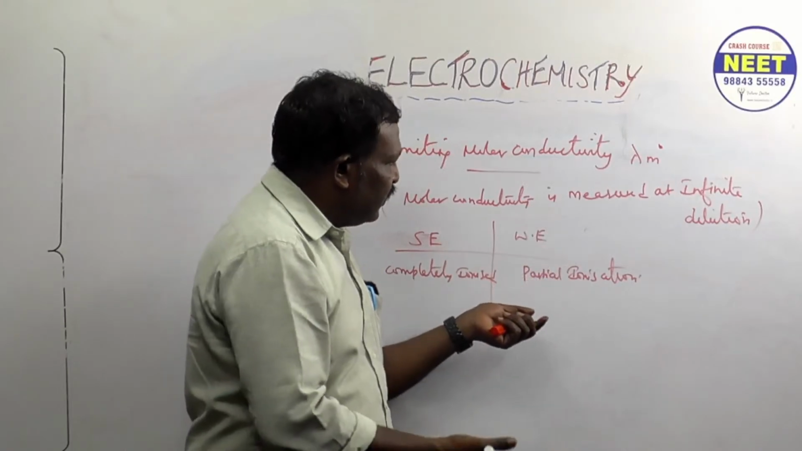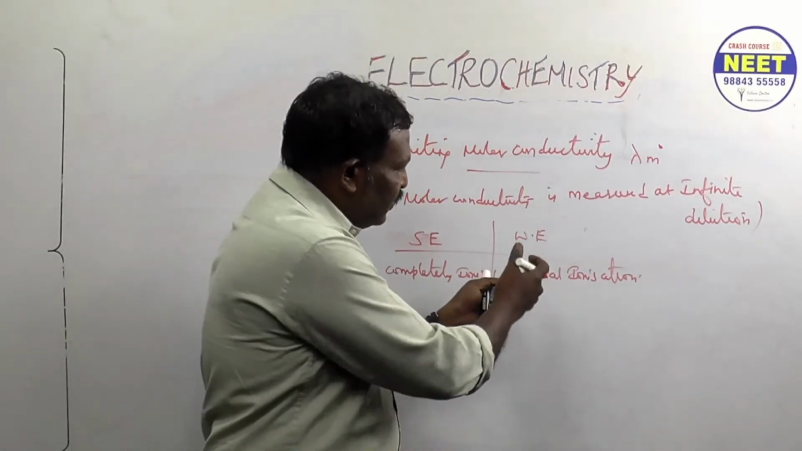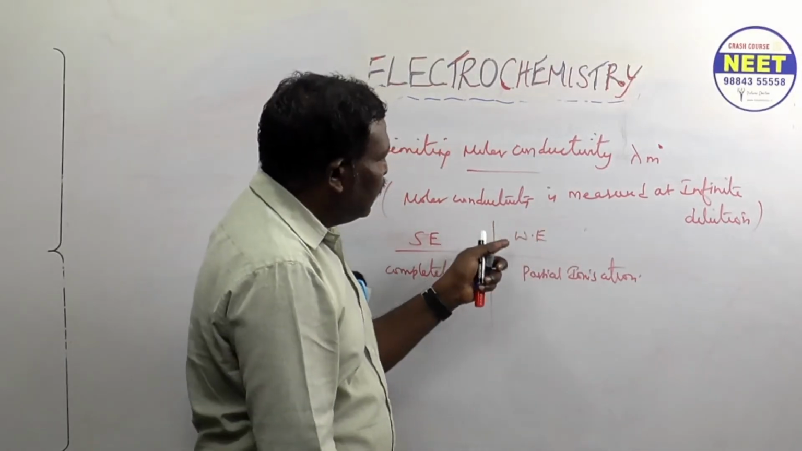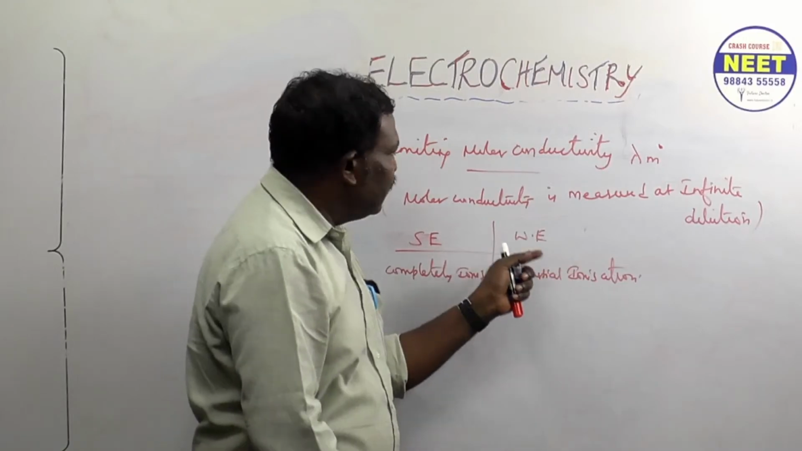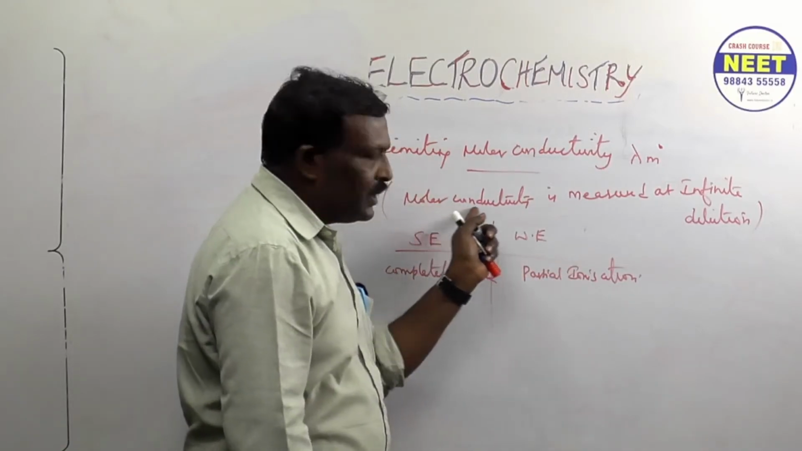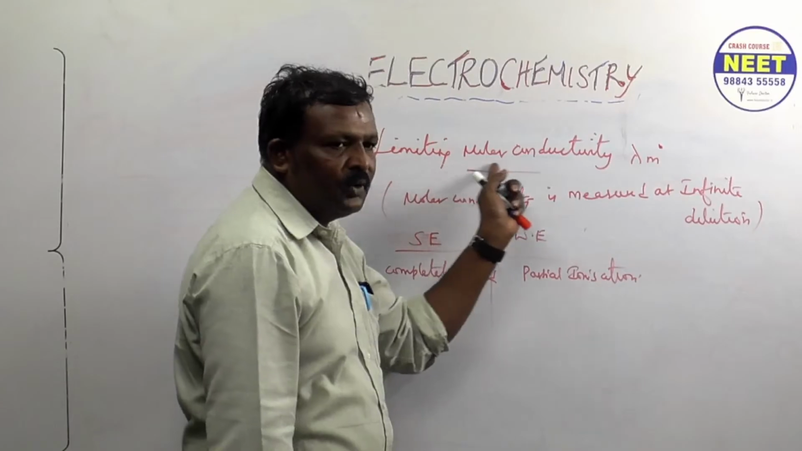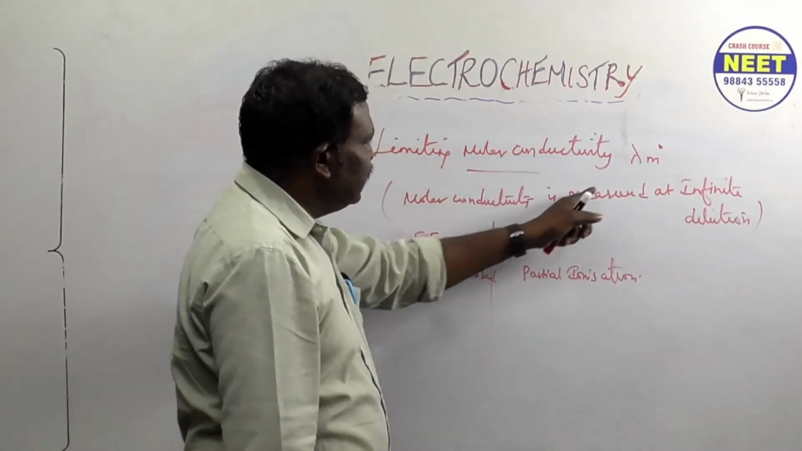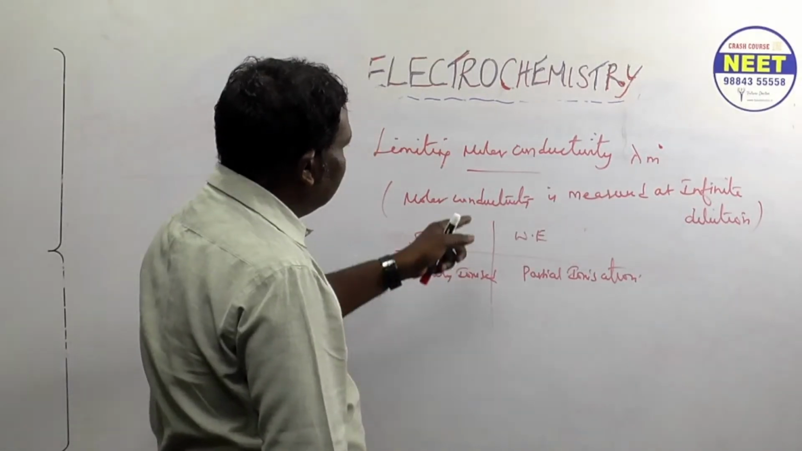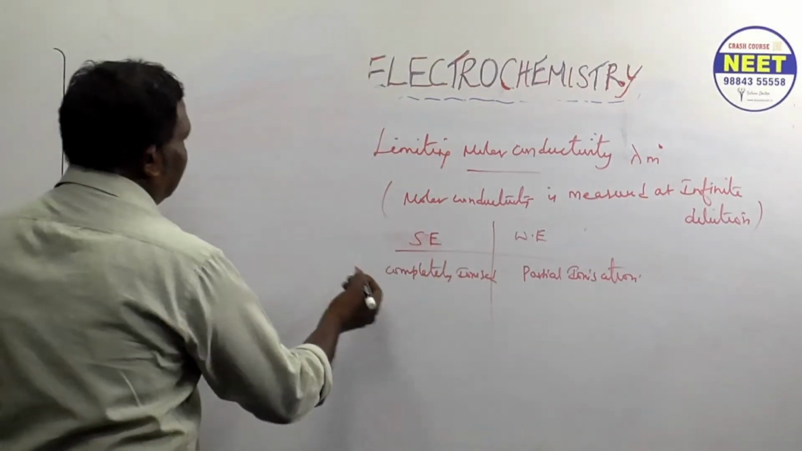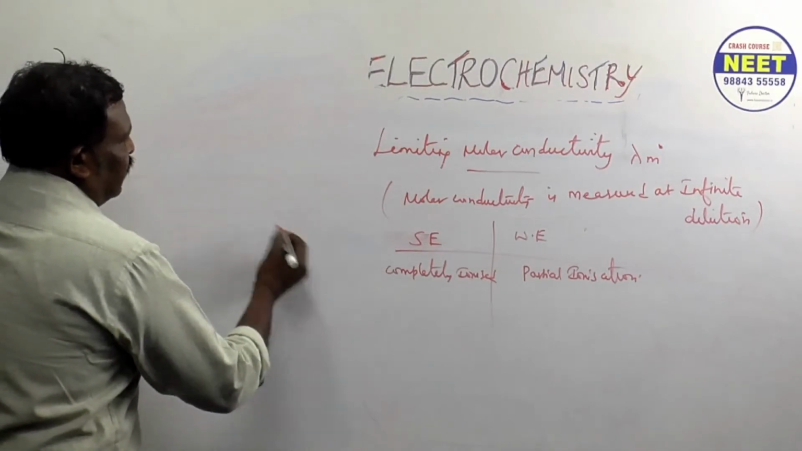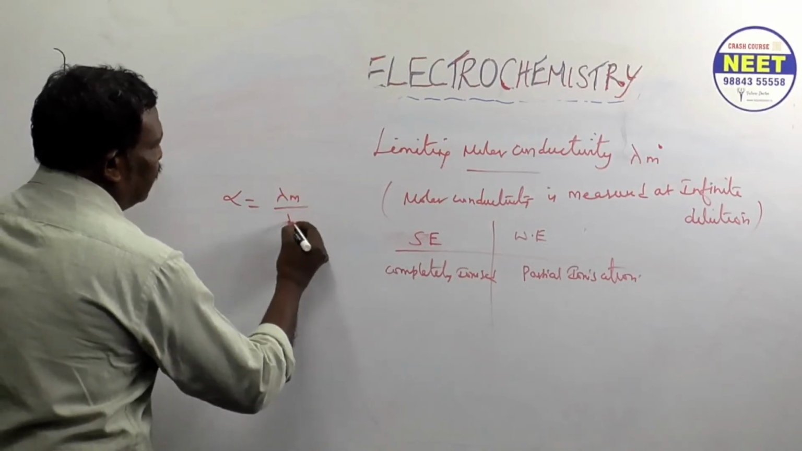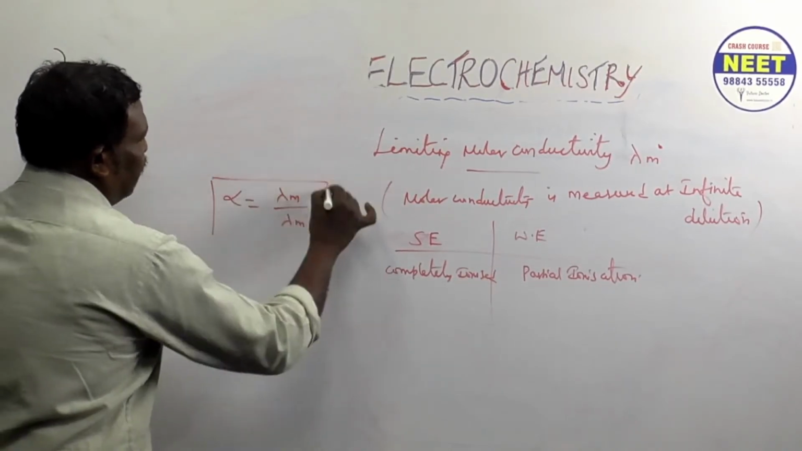Until it becomes ionized, we should keep adding more water. The conductivity we find at that point is called limiting molar conductivity. Understood? Are you following? That's the main difference between this and this. Based on this they are giving one formula: alpha is equal to lambda m by lambda m naught. This is one relationship.